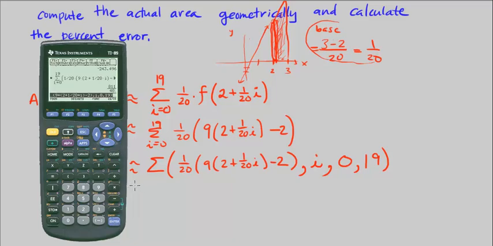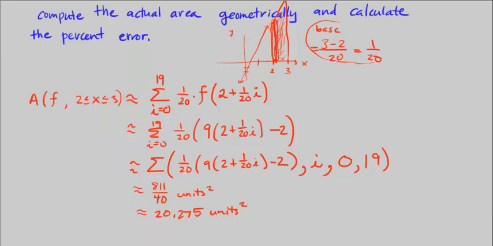So this is what it's equal to, right? So the approximate area is 811 divided by 40, or approximately, with the green diamond, enter, or approximately 20.275 units squared. Okay, this is also units squared, because we're looking at approximate area.